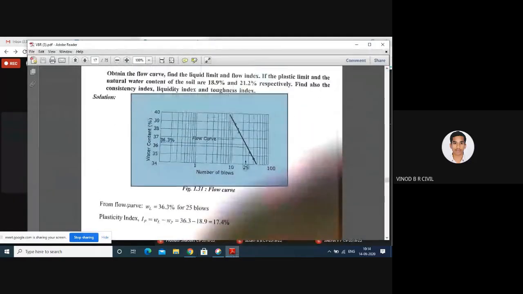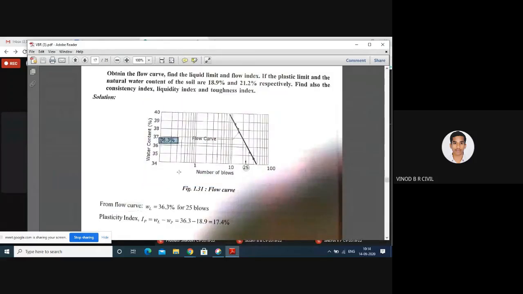Next one, how to calculate the flow curve. The flow curve is 36 for the 25 number of blows. 25 is the constant value. For 25 number of blows, the liquid limit is 36.3.